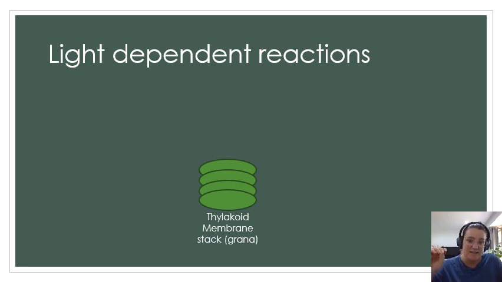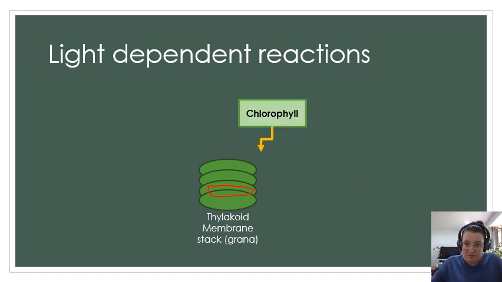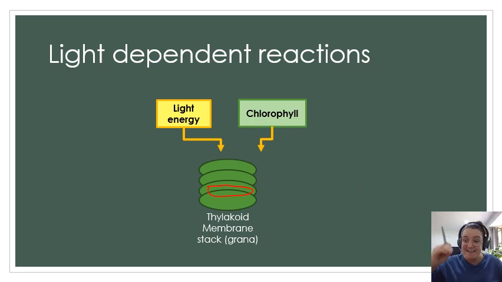So here is my little representation of a thylakoid membrane stack or a granum. Now remember that this reaction is occurring just on the membrane of each one of those. A major enzyme involved is chlorophyll. This reaction does not happen without chlorophyll, and it does not happen without light energy. It needs that energy input to give it that activation energy to break apart molecules so that new molecules can be created. Water is a major input of the light-dependent reactions.